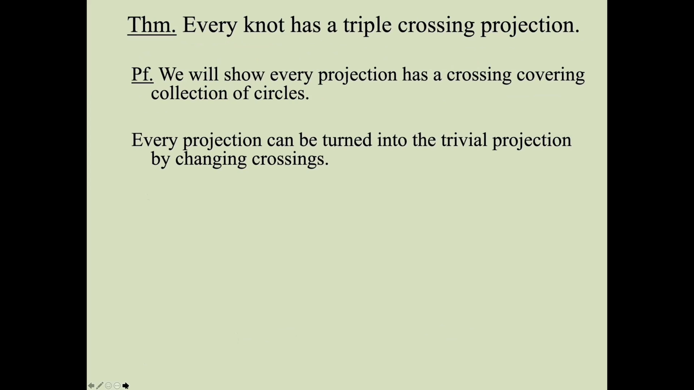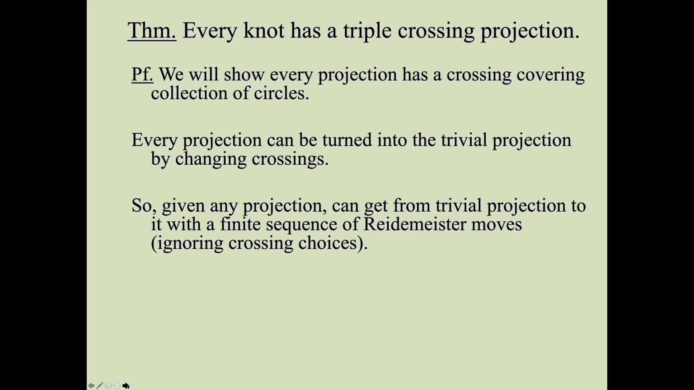We'll start with any projection, and you'll remember we already proved you can turn any projection into the trivial projection by changing crossings. So the first thing I'm going to do is take my original projection and turn it into the trivial projection by changing crossings. Notice changing crossings does not affect whether or not you have a collection of crossing covering circles. That's completely independent of how each of the crossings is set. So I still have a projection, happens to be a projection of the trivial knot, that I want to find a crossing covering collection for.